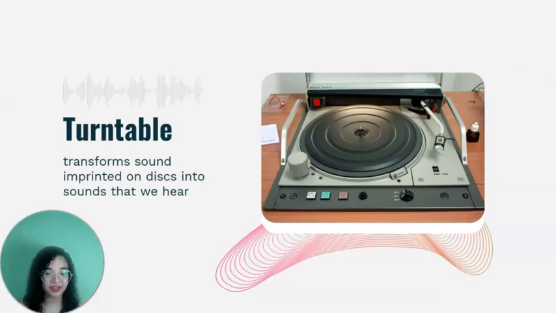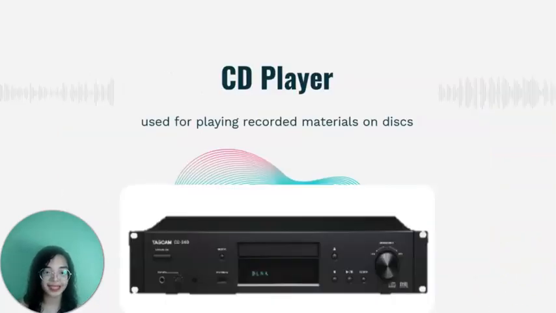Now let's have here the turntable. So the turntable transforms sound imprinted on discs into sounds that we hear. So basically, it is a device that plays sound recordings. Next, let's have here the CD player, which is basically used for playing recorded material on disc.